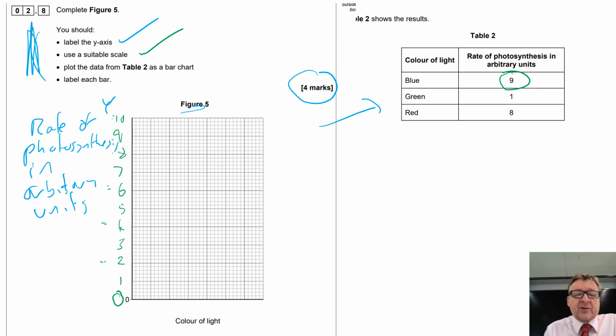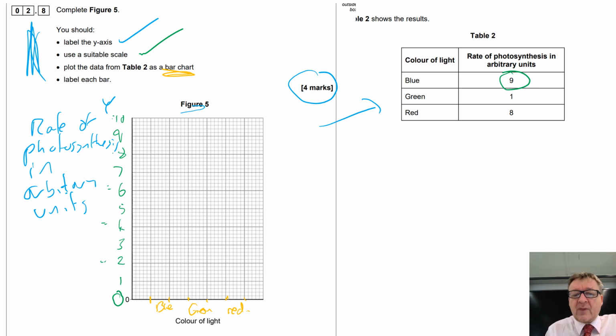Plot the data from table 2 as a bar chart. Okay, so what I'm going to do is I'm going to do blue. Why did I do it in orange? I'm going to do green. And I'm going to do red. Okay, so I'm going to start there. So then what I've got is it's nice and evenly spread. There's an even gap at the start. There's an even gap in between each bar.